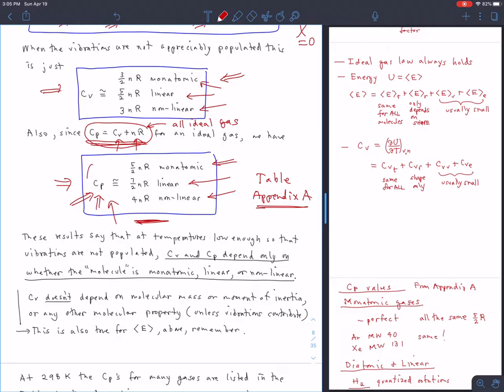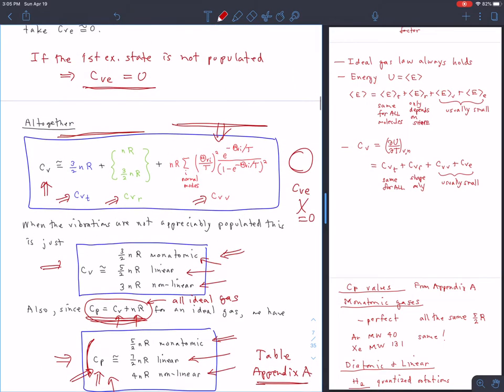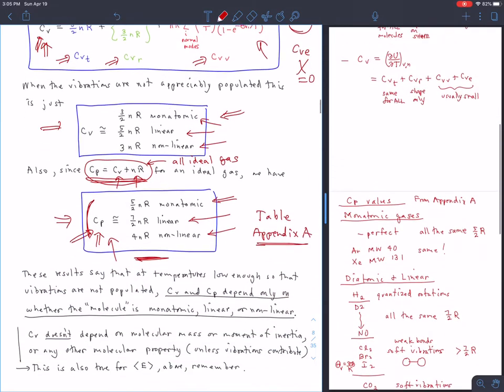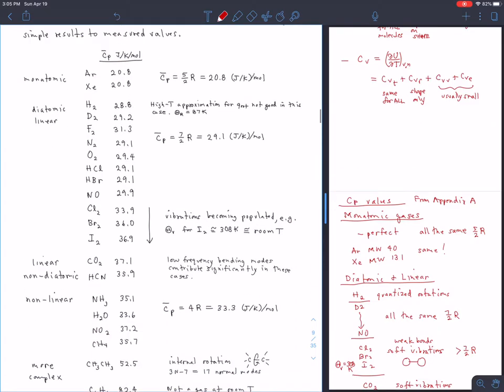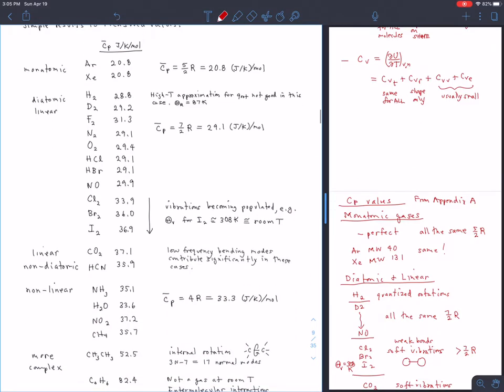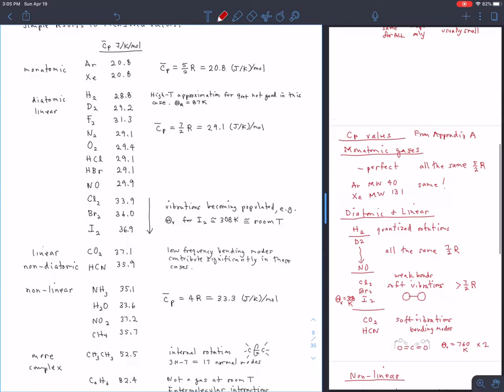And so these relationships, I mean, this Cv here also gives us Cp. If we just add nR to the end of this relationship, we can get Cp, which means we can do a lot of comparing to experiment or to tabulated values. And here's that comparison. So let's look at what we've got here.